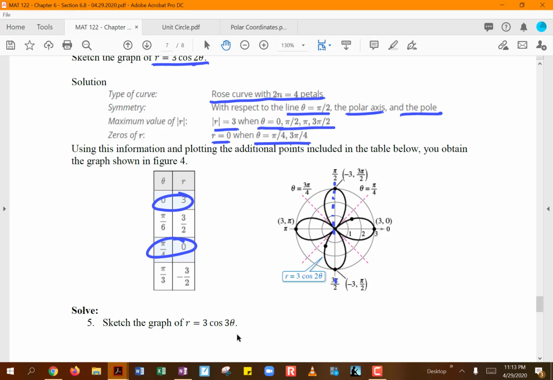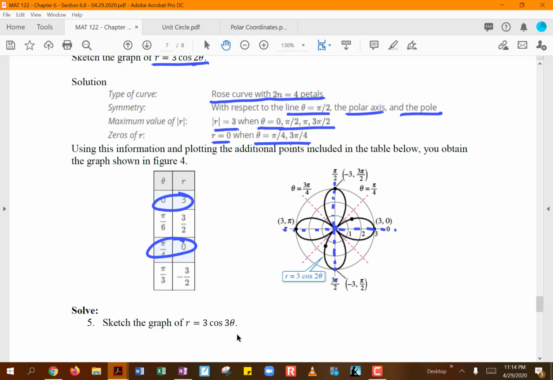And you should notice with respect to the line pi over 2, we have symmetry. So if I fold my left and right hand side, they would coincide. With respect to our polar axis, I also have symmetry. So if you fold along the horizontal axis, you will see the top and the bottom halves will coincide. But we also have symmetry with respect to the pole. Remember, the pole is the origin.